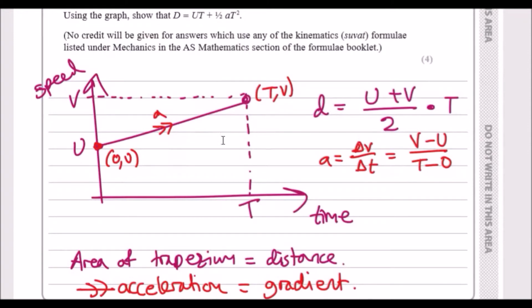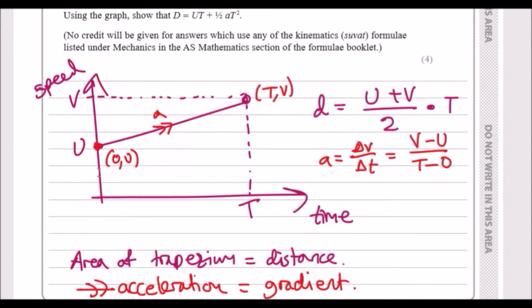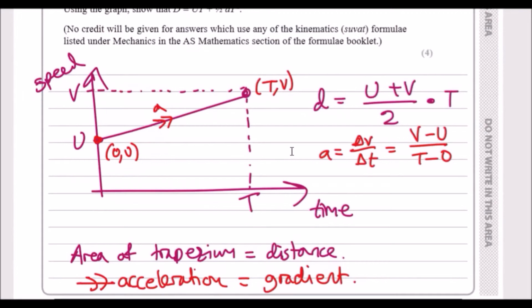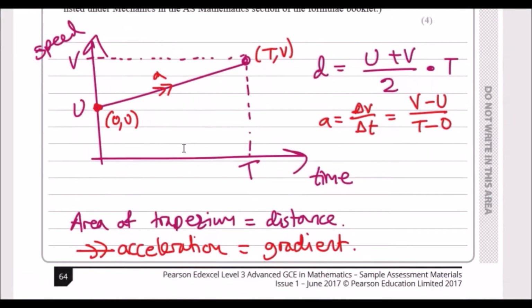Now, first things first, notice 2 things. Because we want to find the distance, it is calculated as the area under the curve, or under the shape basically. And because this is clearly a trapezium, we can just firstly work out the area of a trapezium, and that will give us our distance. So that will be one equation.